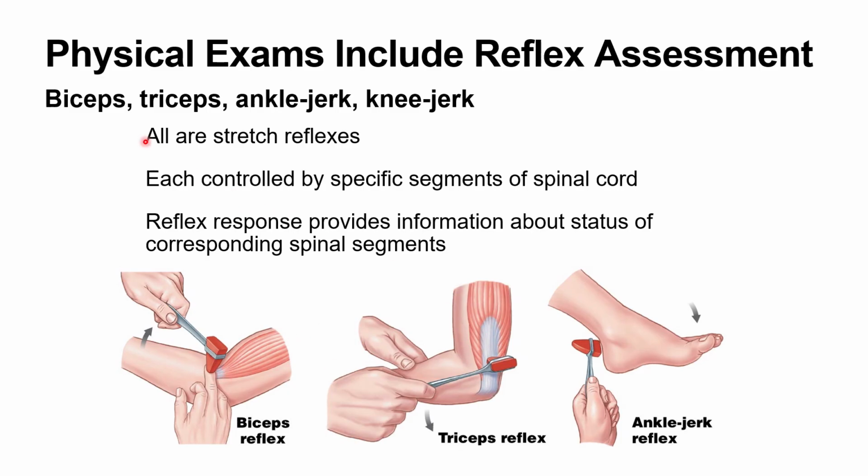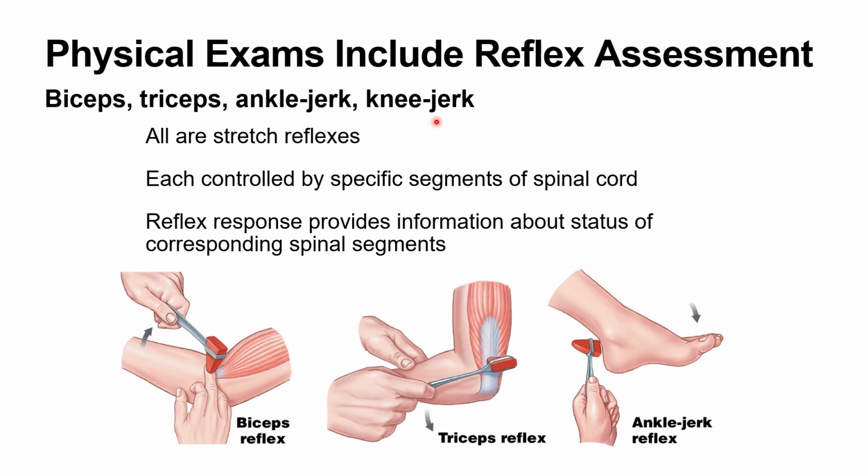So of course, biceps tendon, triceps tendon. With the ankle jerk reflex, we are testing the Achilles tendon. That is why the ankle jerk reflex is also known as the Achilles reflex. With the knee jerk reflex, we are of course going to strike the hammer on the patellar tendon, which is a big reason why we call it the patellar reflex.